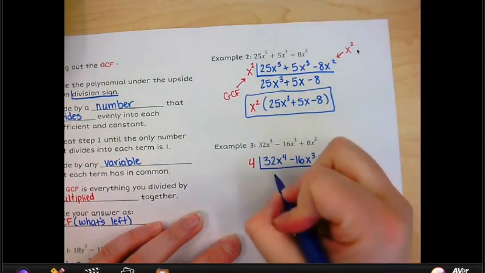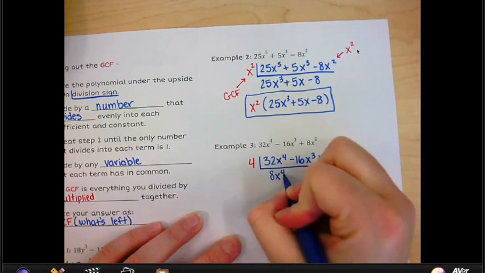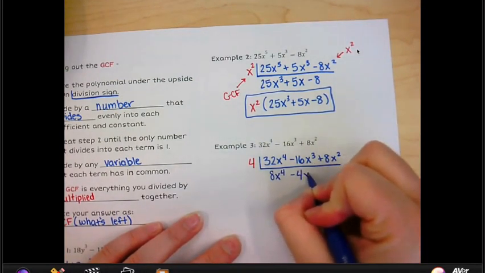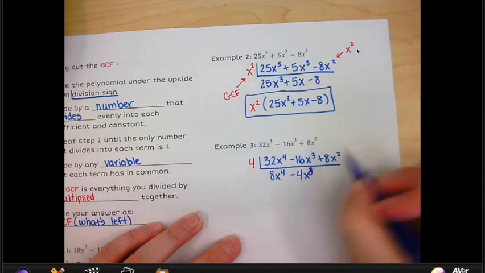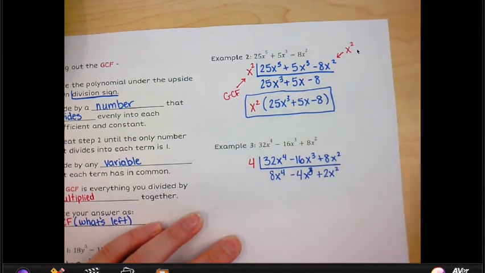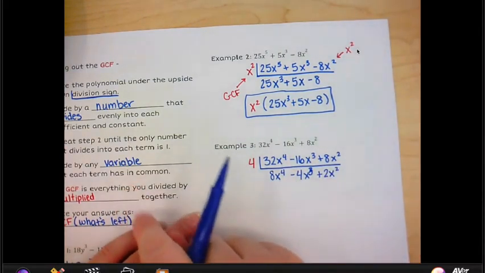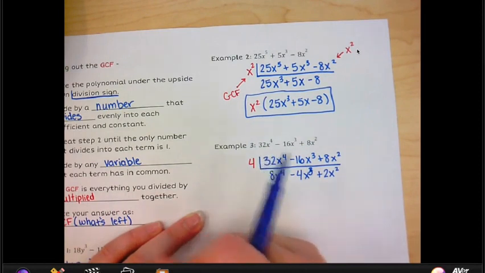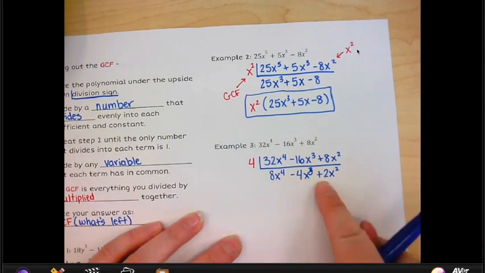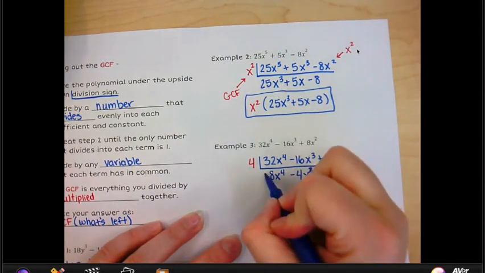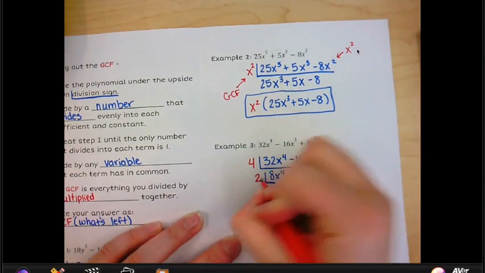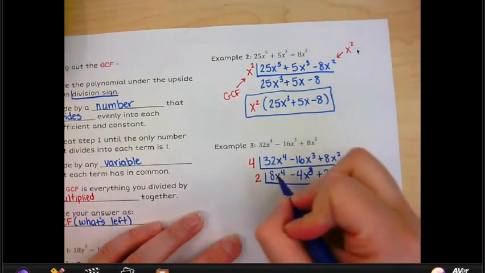So 32x to the 4th divided by 4 would leave me with 8x to the 4th. Negative 16x to the 3rd divided by 4 would leave me with negative 4x to the 3rd. And 8x squared divided by 4 would leave me with 2x squared. And then I'm going to look, because it tells me to repeat that step until the only number that divides into each term is 1. So now I have 8, negative 4, and 2. And I'd say, oh, wait, I can divide that by another 2. So let's do that division.